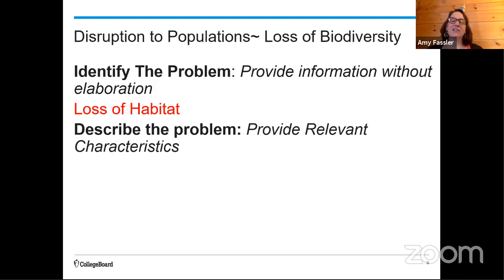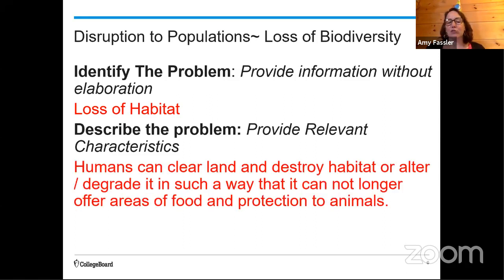And then that describing the problem, the definition of that task verb is to provide relevant characteristics. So before you just start writing everything you know about loss of habitat, stop and think for a minute. How would I describe to somebody from another planet what I mean by loss of habitat? What does that look like?